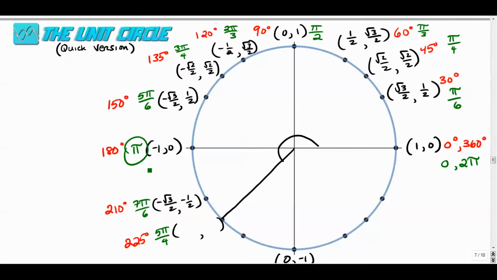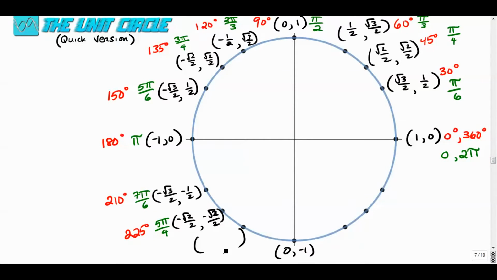Because this is actually 4 pi over 4, and if you add another pi over 4, it's 5 pi over 4. So those values are going to mimic these values and mimic these values. All the pi over 4 values are essentially the same. Just have to be careful with the signs. In quadrant 3, everything is negative, both x and y values. Alright, so we're seeing some symmetry.